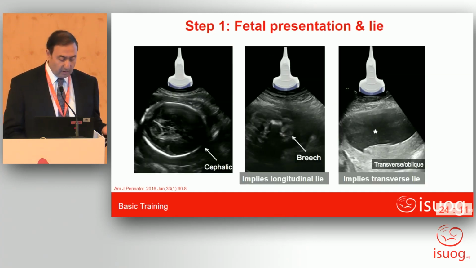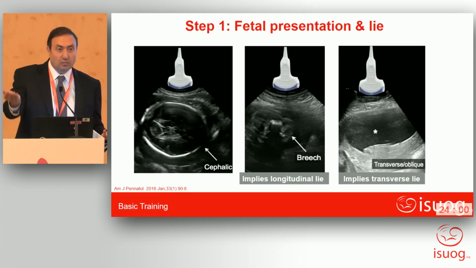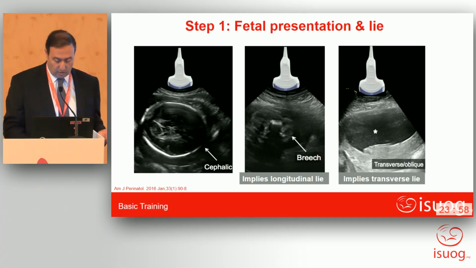You will see either a head, like here, and then that's a cephalic presentation. Remember, you have to angle towards the pelvis to make sure that you've seen the posterior part of the uterus. If you see either feet or femurs or a breech part, that's a breech presentation.